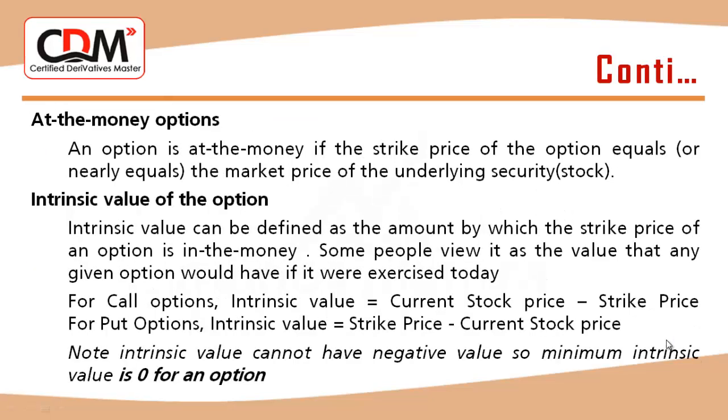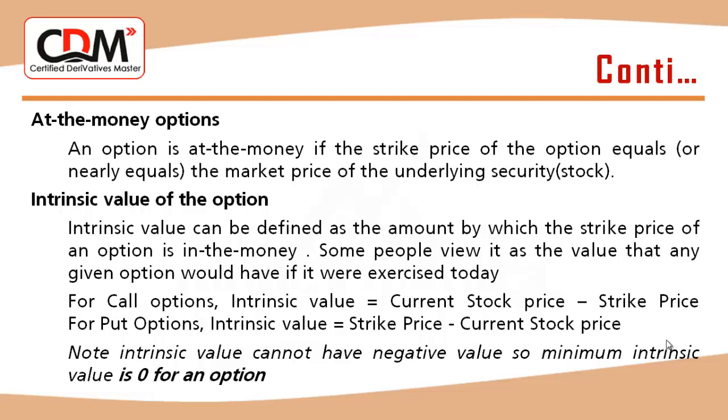Now the next one is at the money option. What is at the money option? When the current market price is equal to the strike price, it is called an at the money option. It's simple to understand. At the money option means when the current market price becomes equal to the strike price. Now another important thing, what is an intrinsic value of an option?